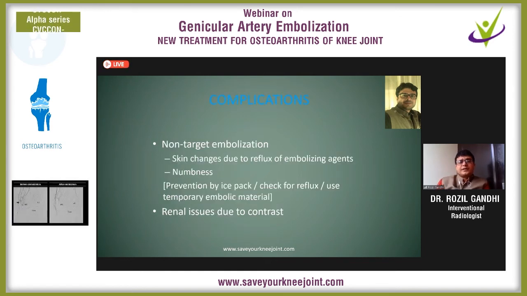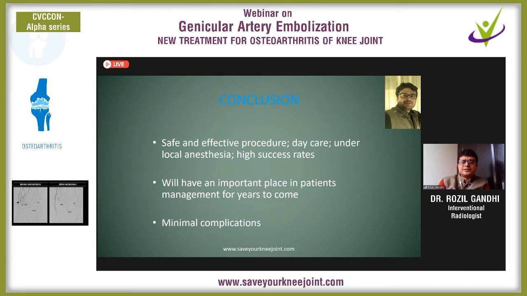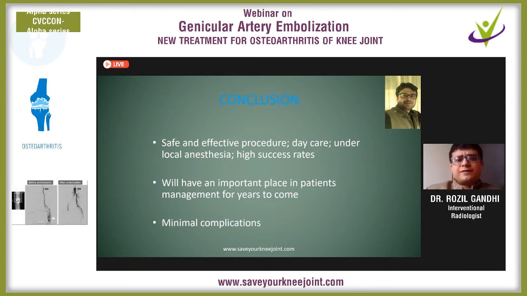Complications: there can be non-target embolization, embolization to vessels other than the genicular arteries. There can be skin changes, numbness, but they can all be prevented by use of a temporary embolic agent like imipenem, which we use. So there is minimal or almost no complication. There can be renal issues due to contrast, but we can pre-evaluate the patient with creatinine and blood parameter levels. It is a safe, effective procedure.